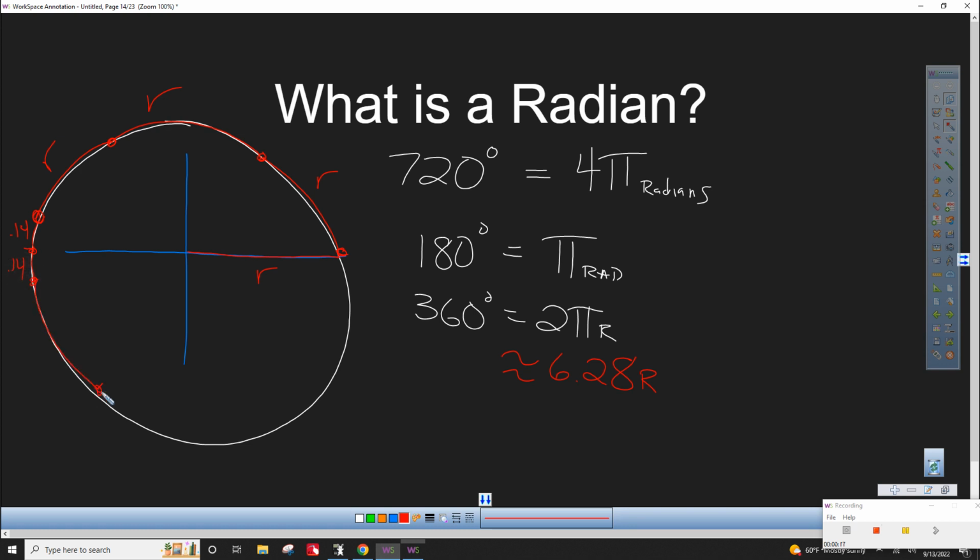Oh, so every radius represents 1 radian. It's like we took our radius and bent it around the circle. That's what a radian is. Okay?